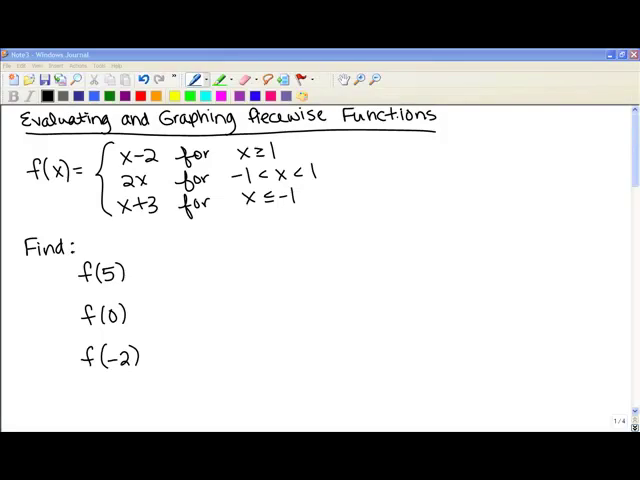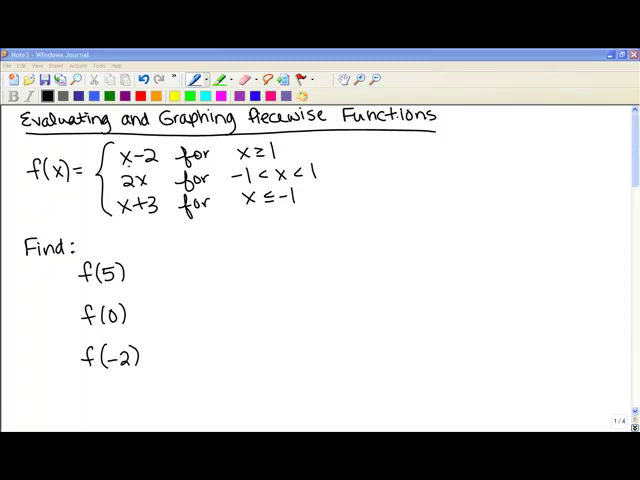We're going to look at how to evaluate and graph piecewise functions in this video. A piecewise function is one that has more than one part or piece. So here's an example. Suppose we have a function f of x equals x minus 2, 2x, and x plus 3. Now after each one of these pieces we have the particular boundaries that they're valid for.